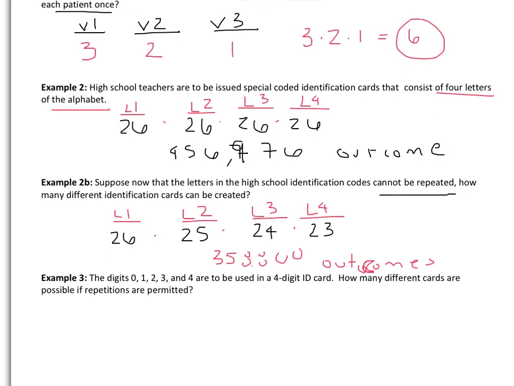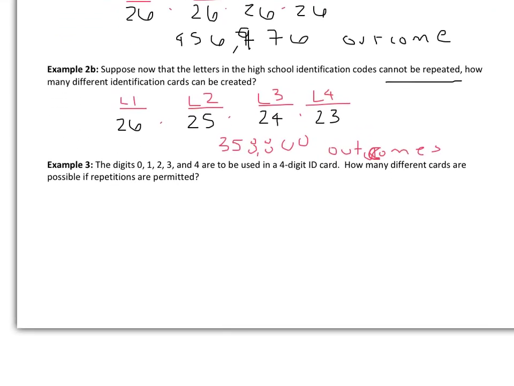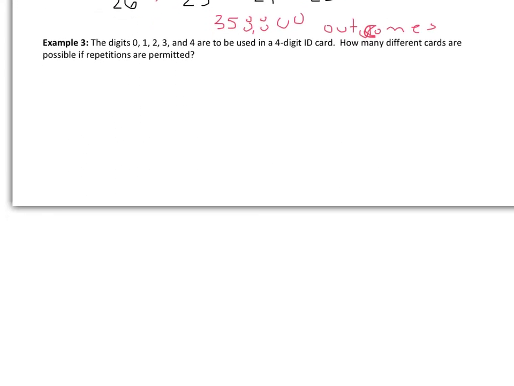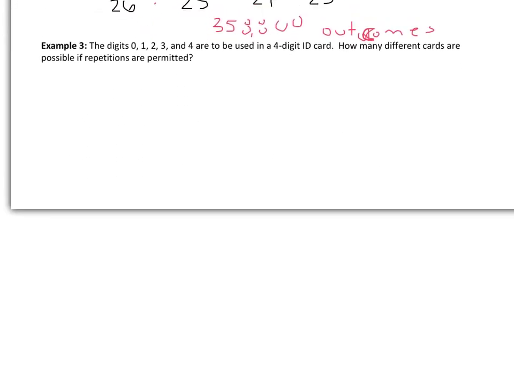All right, we have 2 more examples that I want to go through, and then I'm going to have you do a little bit of practice. So example 3. The digits 0, 1, 2, 3, and 4 are to be used on a 4-digit zip ID card. How many different cards are possible if repetitions are permitted? I want you right now on your own, try to write out the categories. What would the categories be for this card?